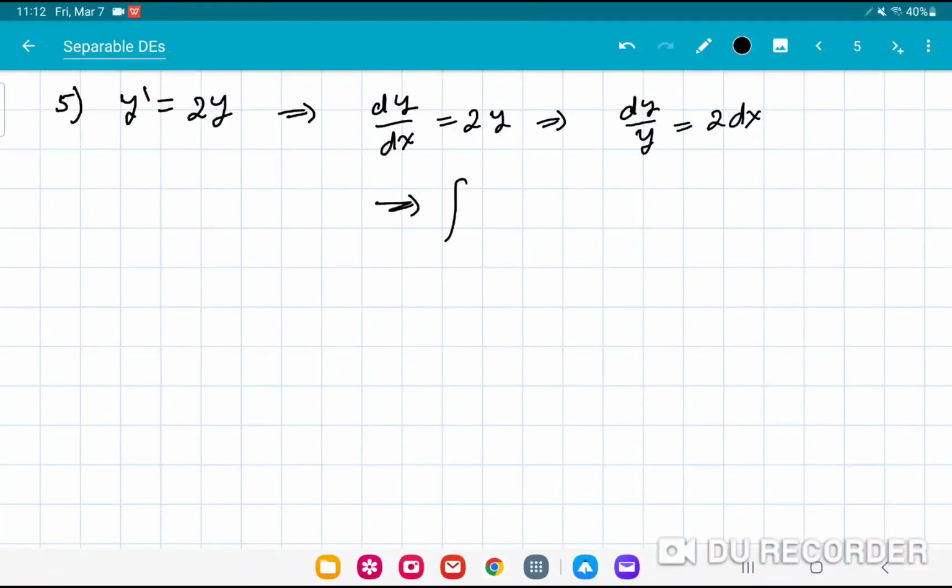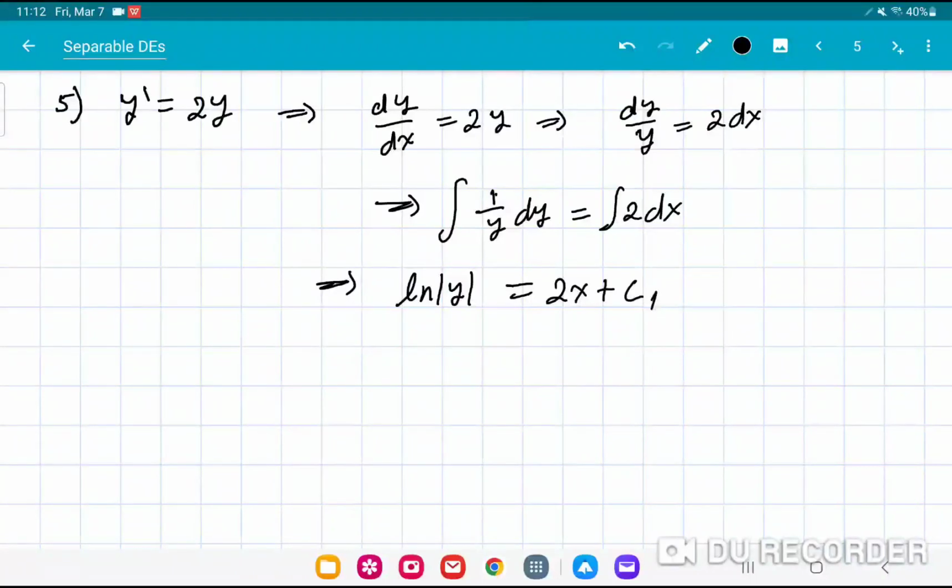Integrate 1 over y dy, integrate 2 dx. Integral of 1 over y is natural log of absolute value of y. Integral of 2 is 2x plus some constant. Okay, I want you to pay attention here. I have 1 over y, so its integral is not just natural log of y, it's natural log of absolute value of y.